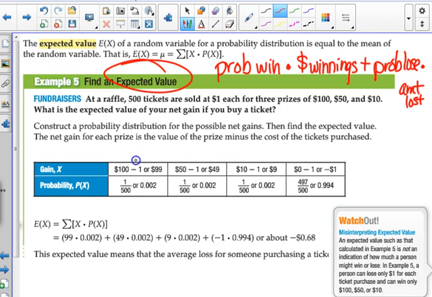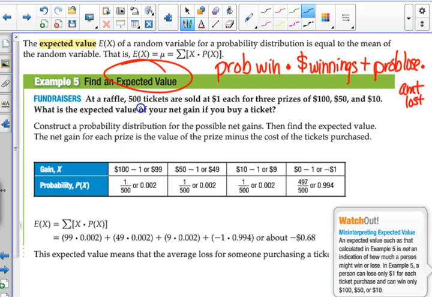Okay, I wish this question was on your notes and it's not, because the one on the final and the one on the quiz are raffle questions, but there's a couple in your homework so we can do those. But at a raffle, 500 tickets are sold for $1 each. There are three prizes given: $100, $50, and $10. What is the expected value of your net gain if you buy a ticket? What that means is, if you played this raffle every day for 100 years, what would your average winnings be?